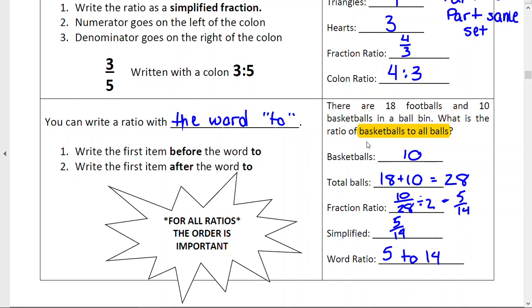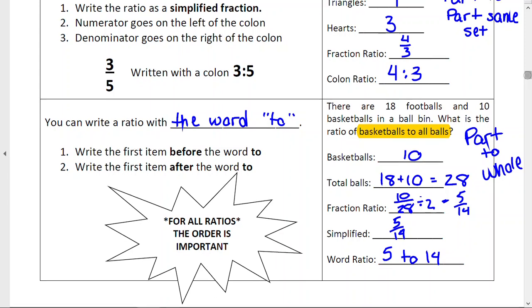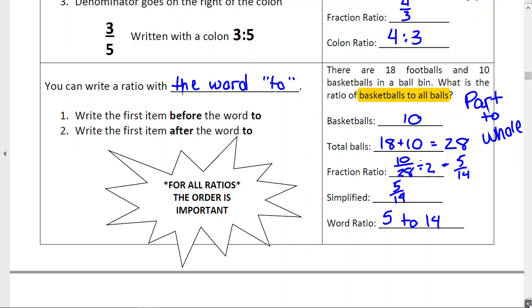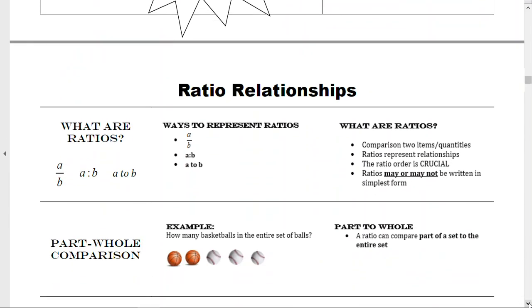And if I'm looking at this one, I can see what kind of relationship this is. So basketballs is part of this. And then all of the balls is the whole relationship. So this is a part to whole relationship. Okay, so let's look at the next page and talk a little bit more about those part to part and part to whole relationships.